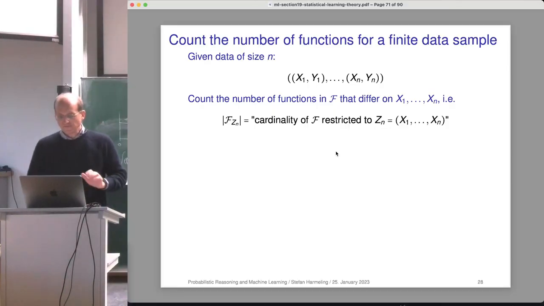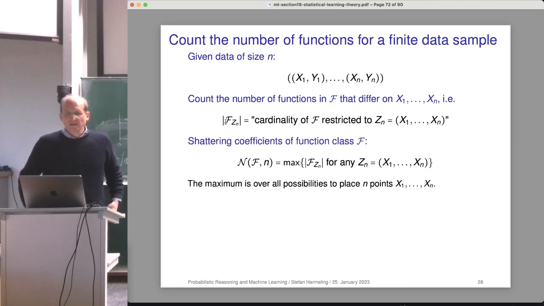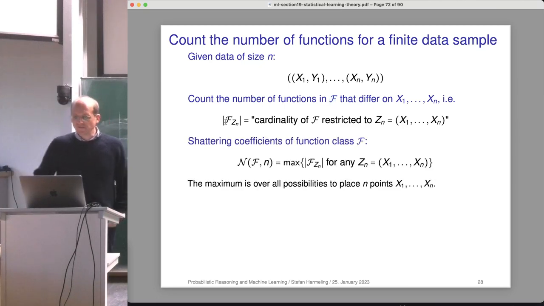Okay? And for that, we count, let's say I'm taking the linear classifiers in R^2, and then we can count the number of functions on 2 data points, on 3 data points, on 4 data points, on 5 data points, and those give us these numbers. Now, the shattering coefficient of a function class is the maximum possible of that one for any z.